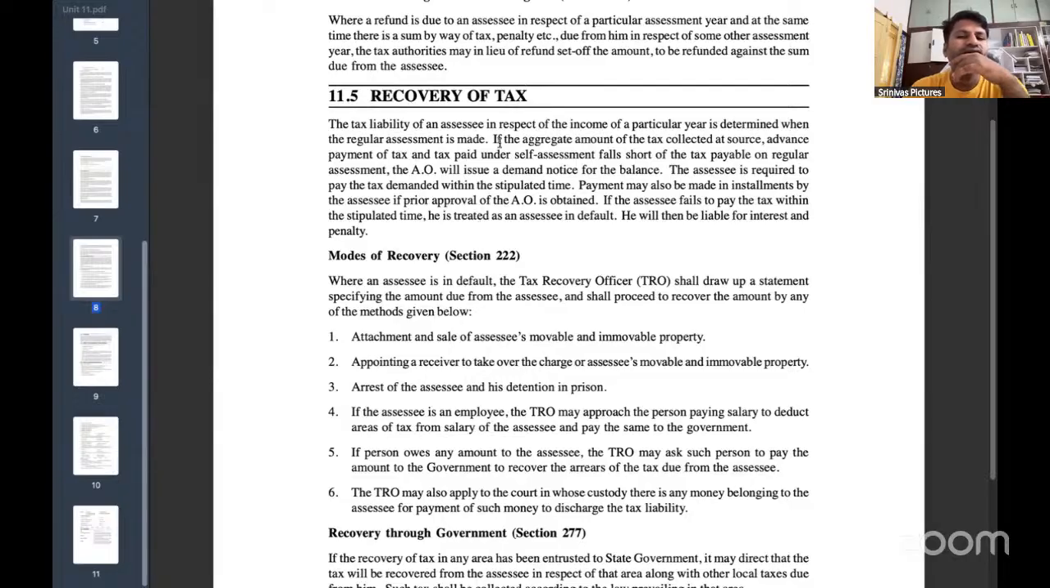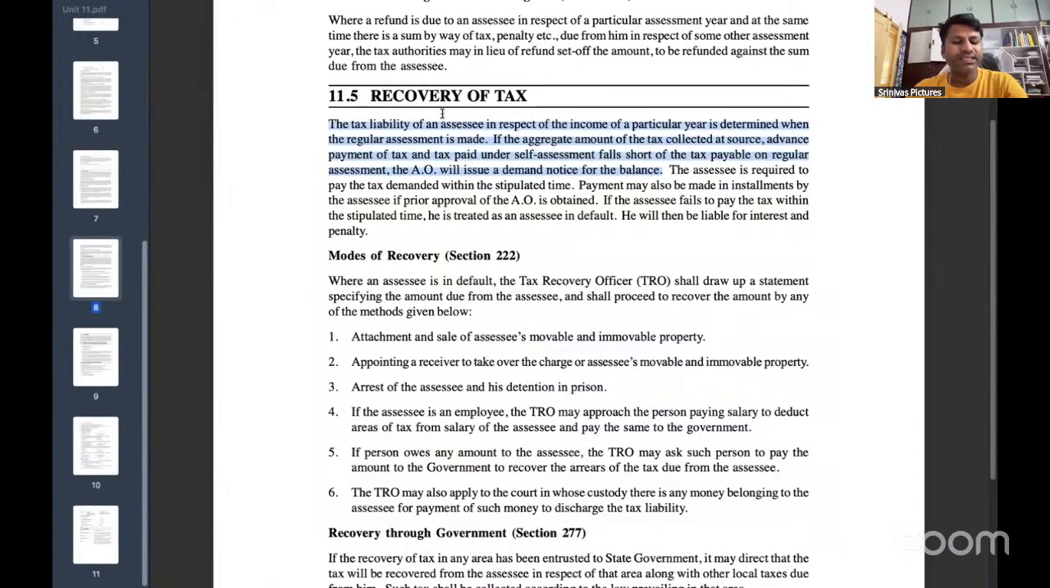See, generally on our income, the tax liability of the assessee in respect of income of a particular year is determined when the regular assessment is made. If the aggregate amount of tax collected at source, advance payment of tax and tax paid under self-assessment falls short of the tax payable, the AO issues a demand notice for the balance. See, simply, when our income is more than our exempted income, we have to pay the tax liability.